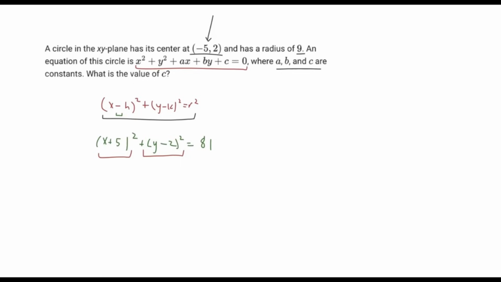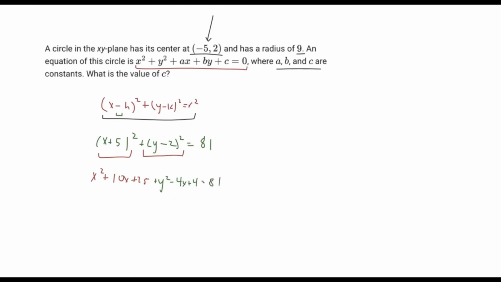And so here we have (x plus 5) squared, which is the same thing as just x squared plus 10x plus 25. I'm going to switch colors for the (y minus 2) part. That is going to be plus y squared minus 4y plus positive 4 equals 81.